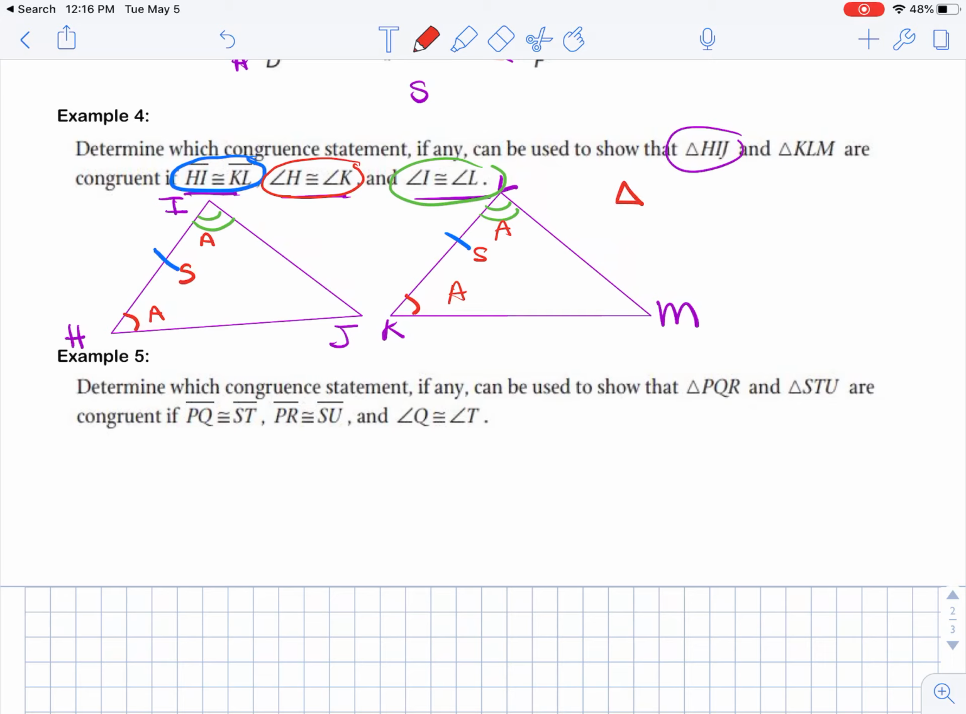So I could say triangle HIJ is congruent to triangle, so if I started with H, I should start with K, L, M. And the reason why is because of angle, side, angle.